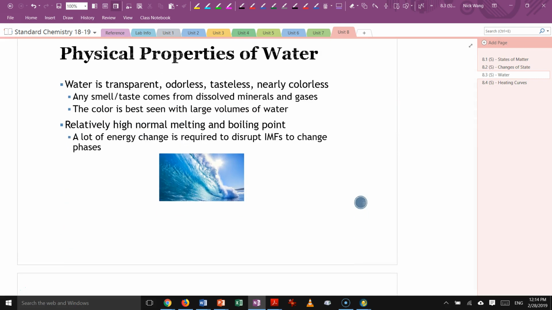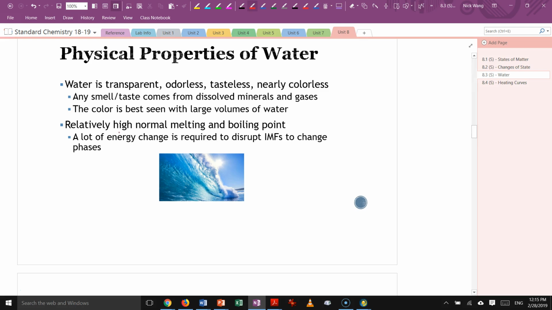A couple other properties of water. One, it is transparent, odorless, tasteless, and practically colorless. Anything that provides any smell or taste in water generally comes from dissolved minerals and gases that are already in there. That's not actually the water itself. And the color, of course, is not something you would normally detect if you had just a small sample of it. It appears colorless, but in fact, if you have large samples of it, that's when you see the bluish or sometimes greenish tint that appears.